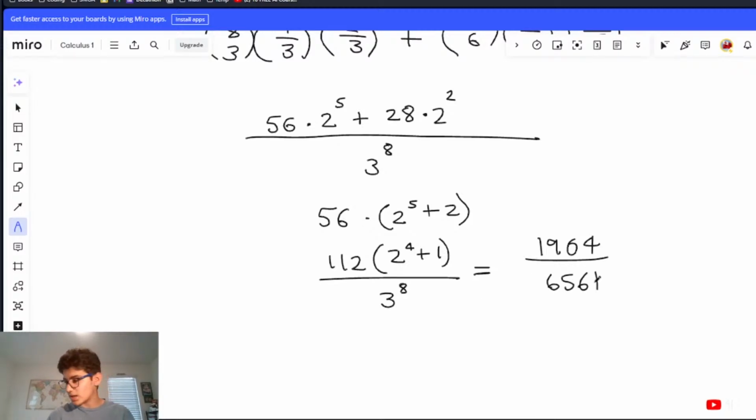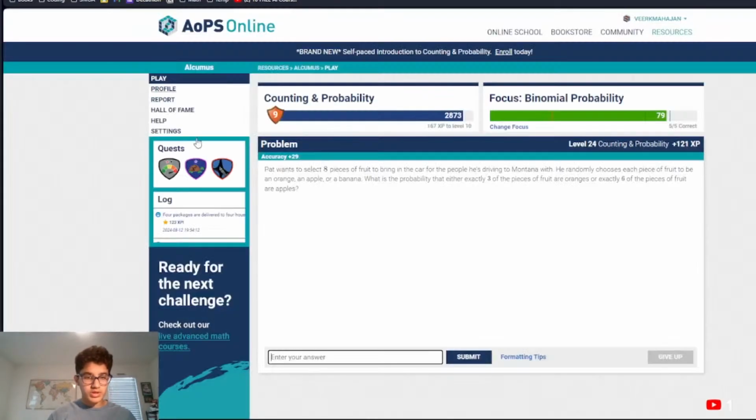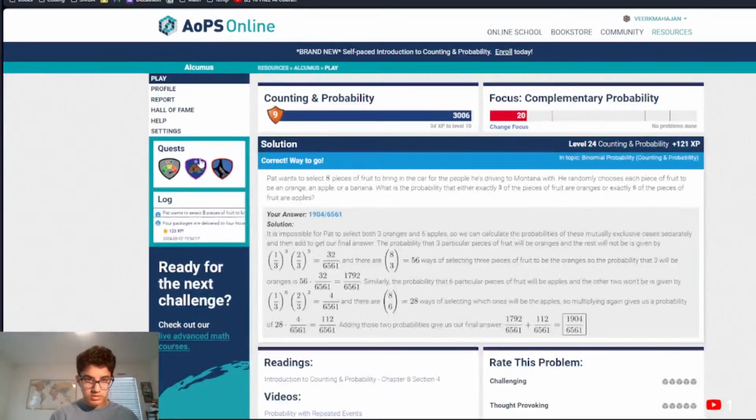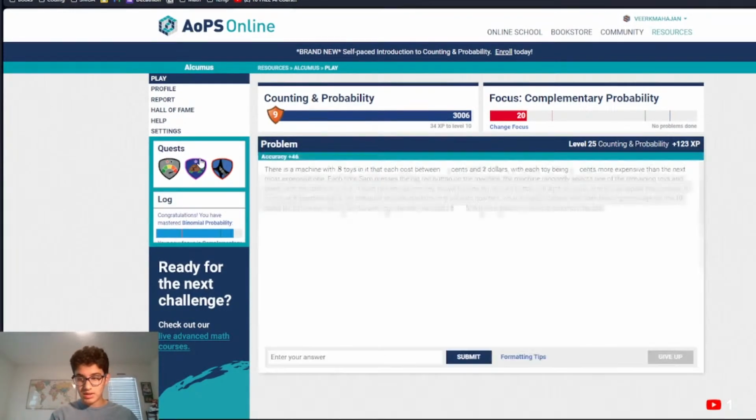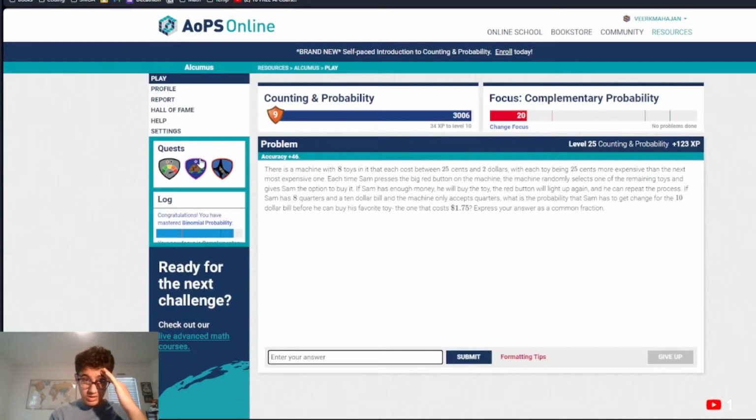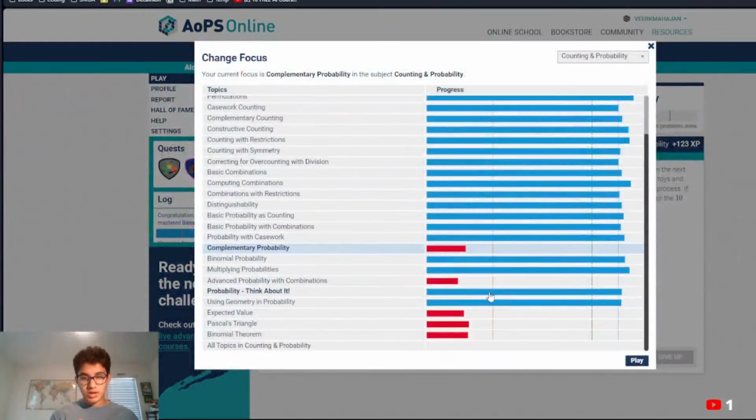So there's nothing we can cancel out. But actually, the numbers aren't that bad either. 1904 over 6561. Okay, it's correct. I didn't want to do the calculations in that because it's a bit late actually. I don't want to waste too much time on this stuff. Complementary probability. Okay, now there are only five things left. So we haven't done a lot today, but these ones were a bit longer at least.